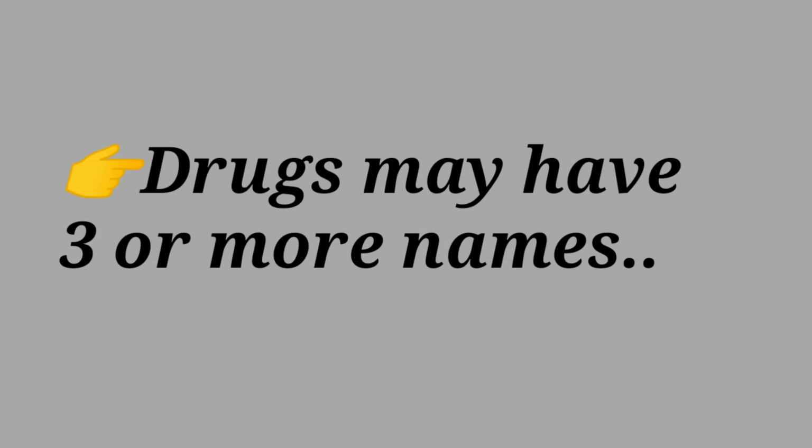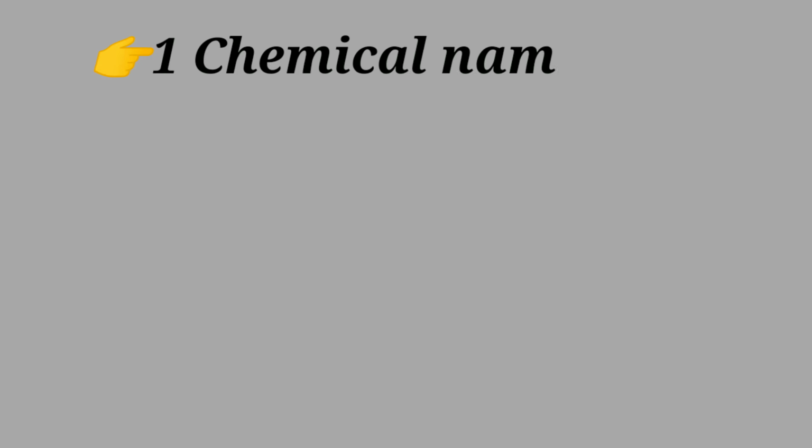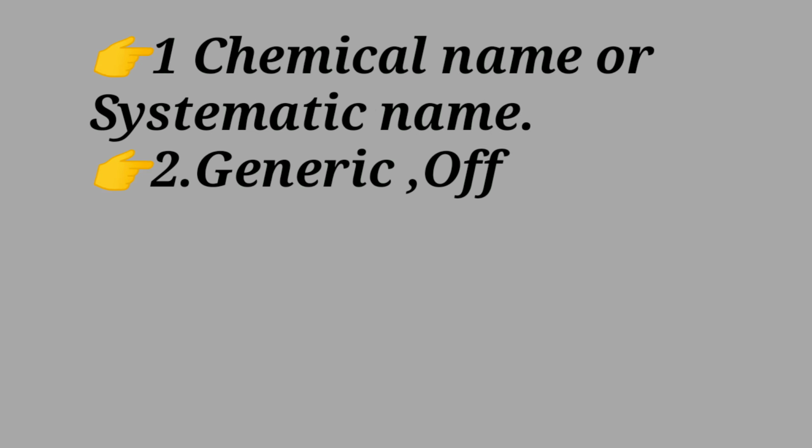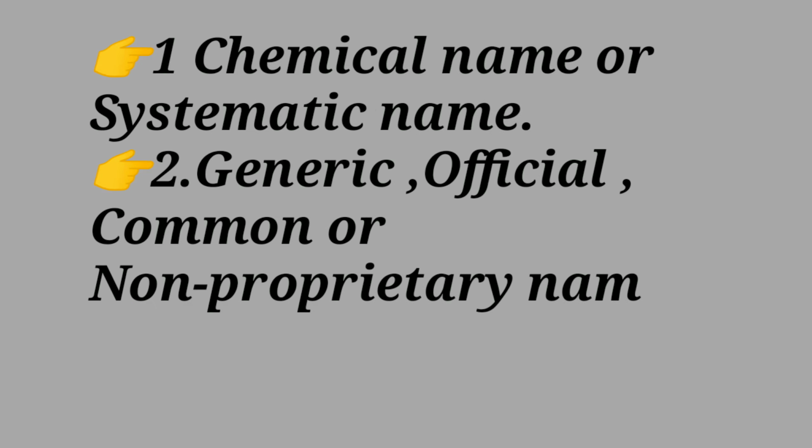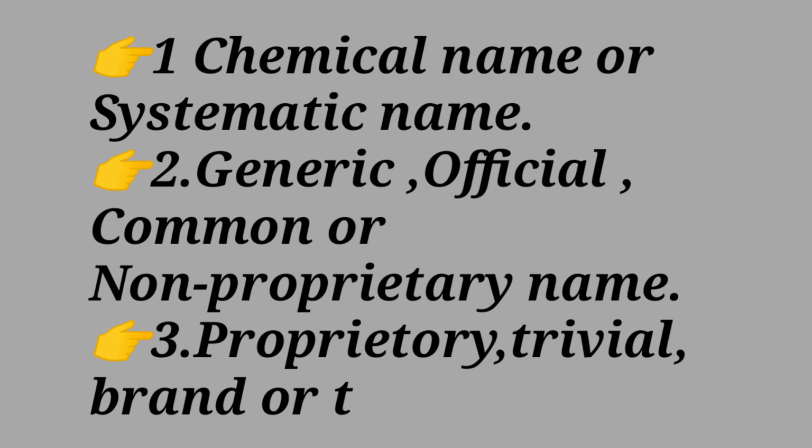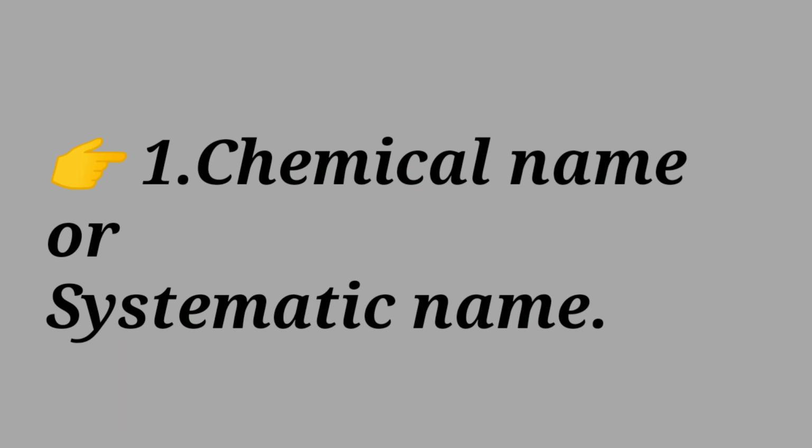Students, remember, drugs may have 3 or more names. First is the chemical name or systematic name. Second, generic, official or common name. And third, brand name or a trade name. So let us discuss in detail. First is the chemical name or systematic name.